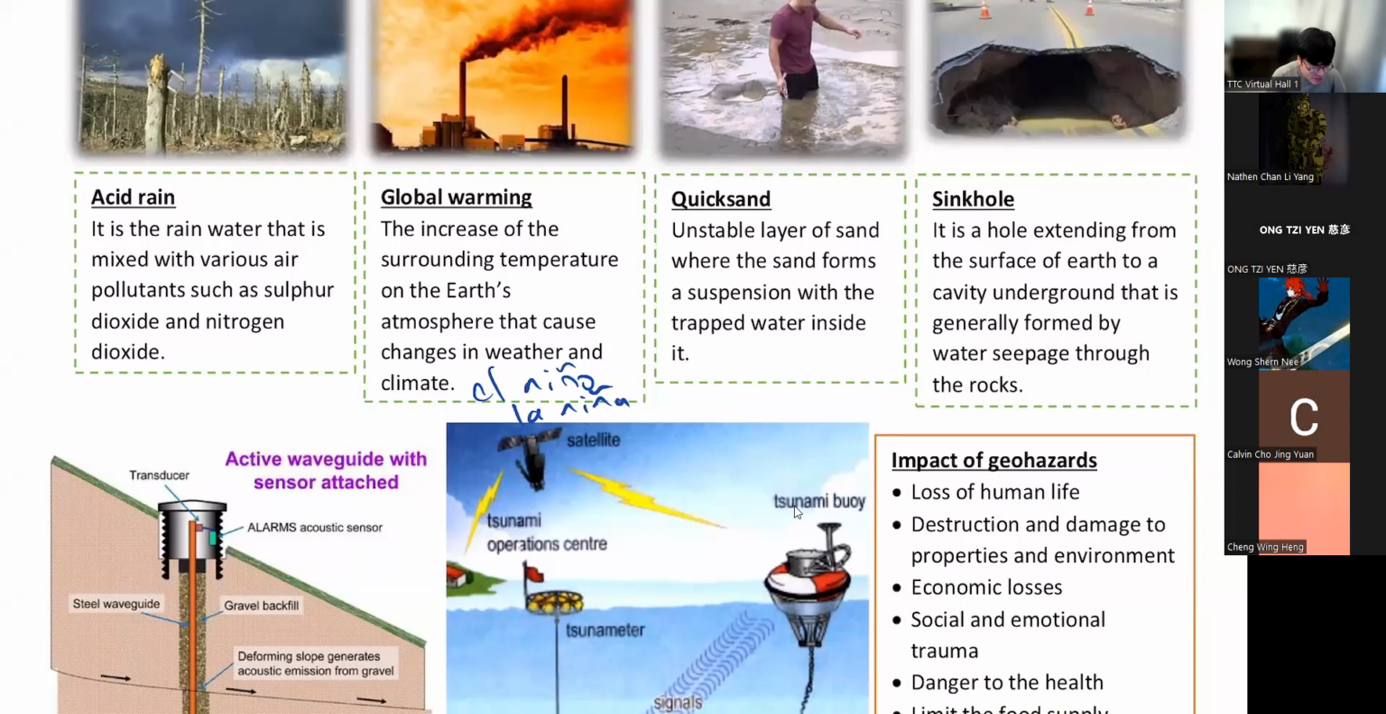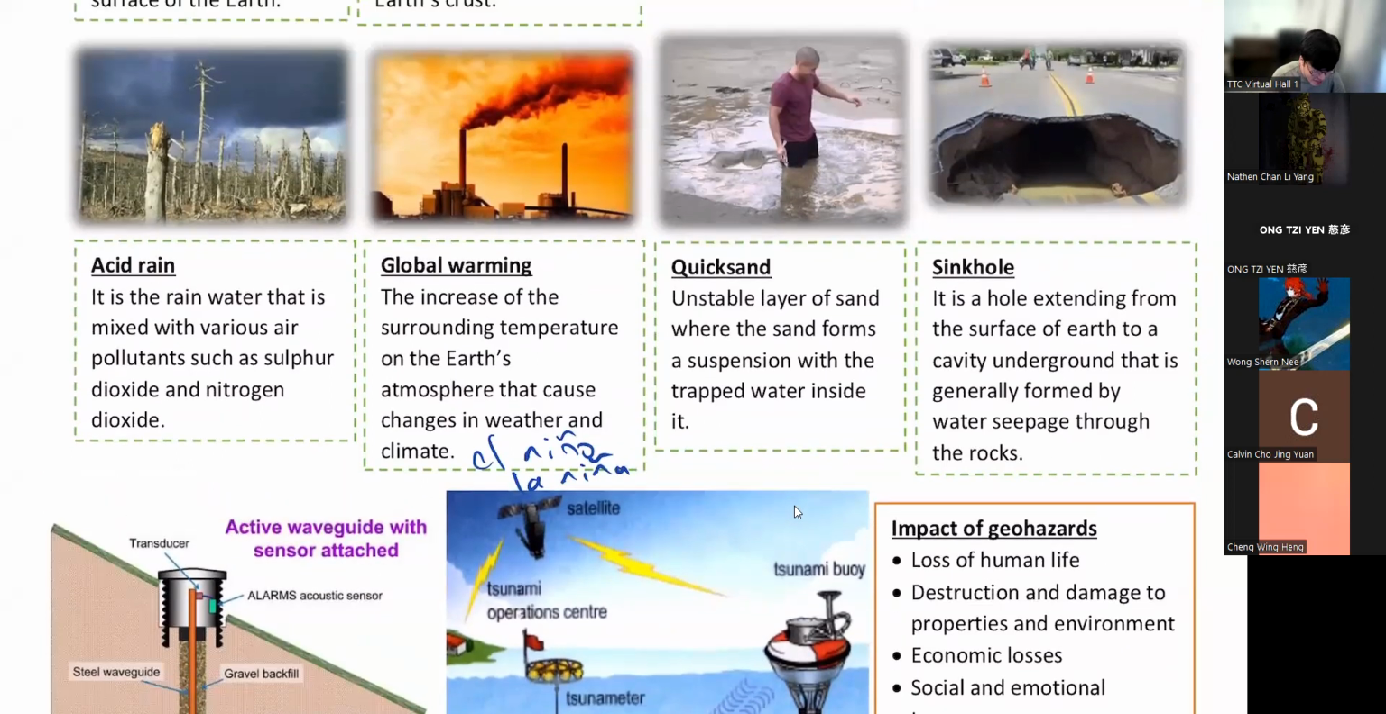We don't get a tsunami. That is, if you're building in Tahan. So anyway, quicksand. This one nothing much to say here.